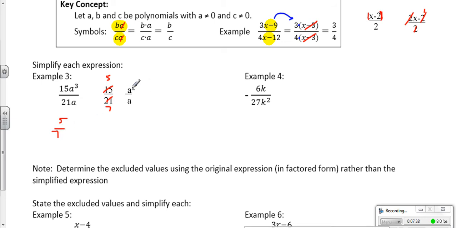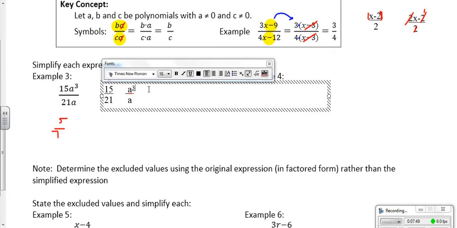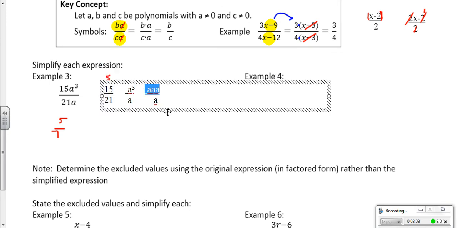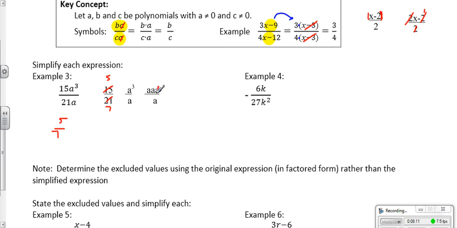Now I didn't mean to underline the 3 there, sorry. I have a to the third over a. Now that means a times a times a. If I go longhand, I would go a times a times a, and then below I would just write a, and if you remember we can just cancel these things out. So I would take 1a out there, 1a out there, and end up with a squared.